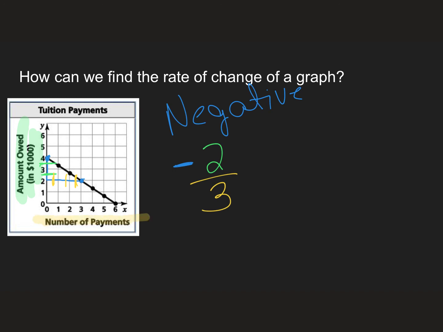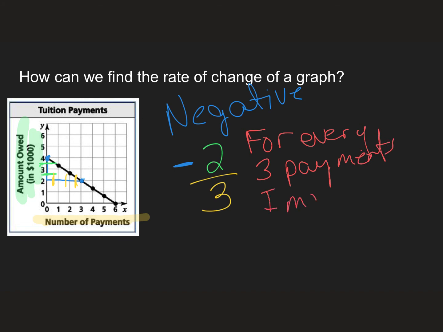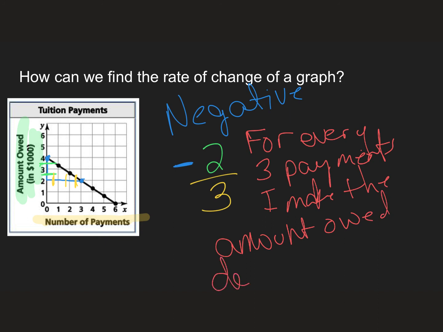So I can tell that for every 3 payments I make, the amount owed decreases, is going down, by how much? It's 2, but this is in thousands, by $2,000.